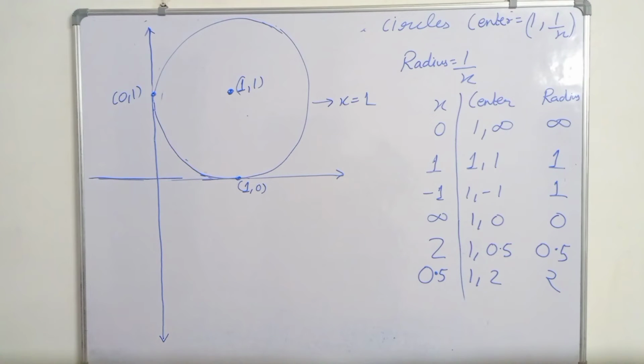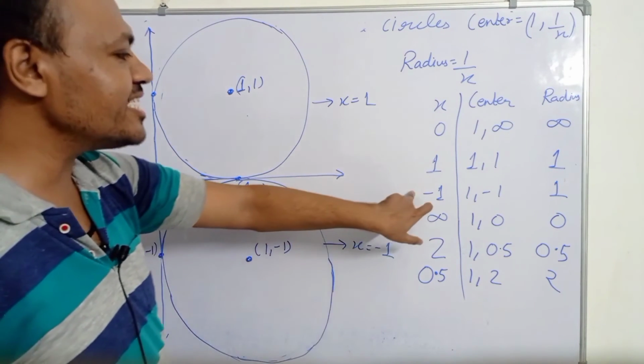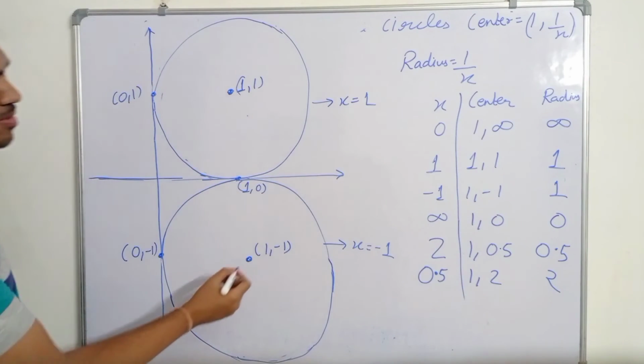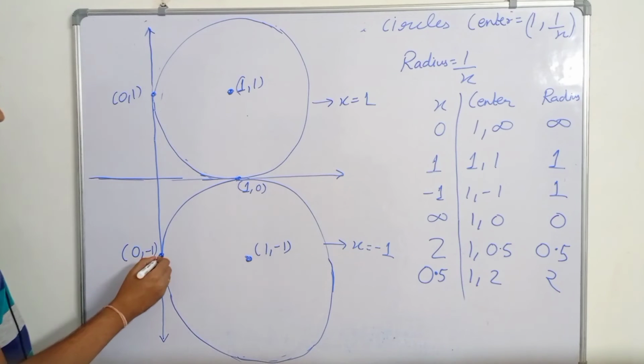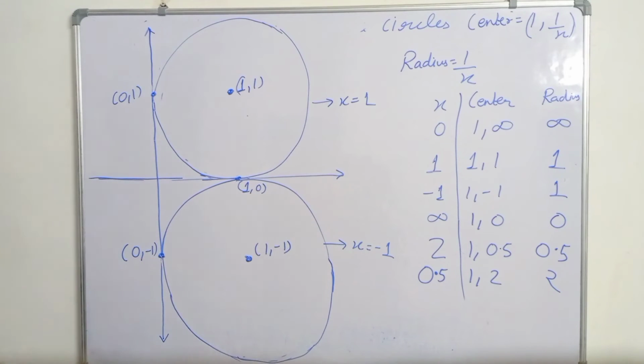Now we will draw the circle for x equal to minus 1. For x equal to minus 1, the center will be 1 comma minus 1. So this is the center and radius will be 1. So this point is 0 comma minus 1. So this is the circle for x equal to minus 1.